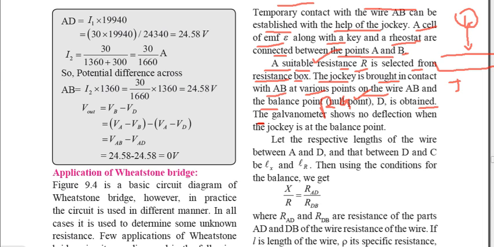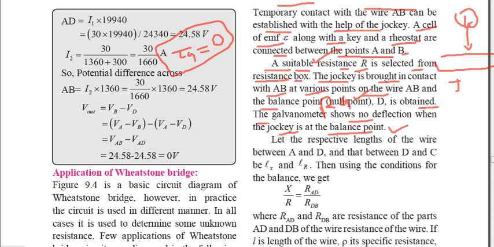The galvanometer shows no deflection when the jockey is at the balance point. Okay, as we saw in the Wheatstone bridge, when the current IG, that is the current in the galvanometer, is equal to 0, then we can say that the Wheatstone bridge is in the balance condition. The same principle works for the metre bridge also. So we can balance the bridge, meaning the current IG that flows through the galvanometer will be 0.